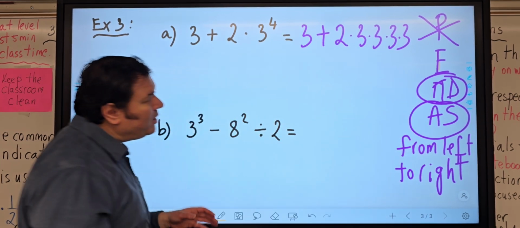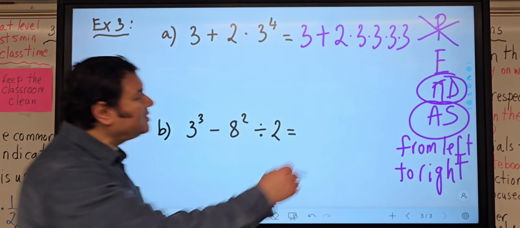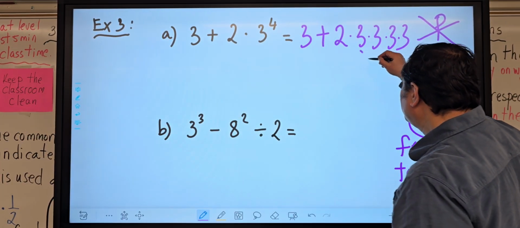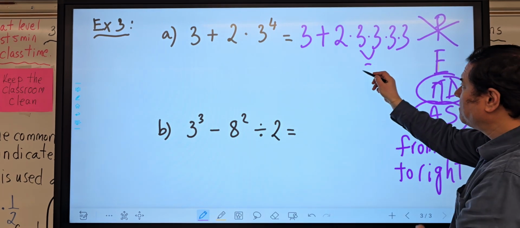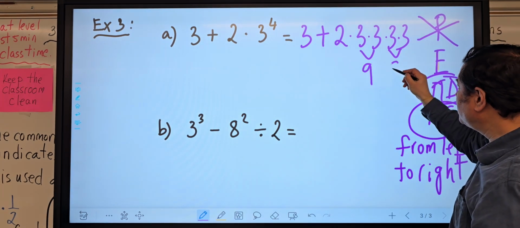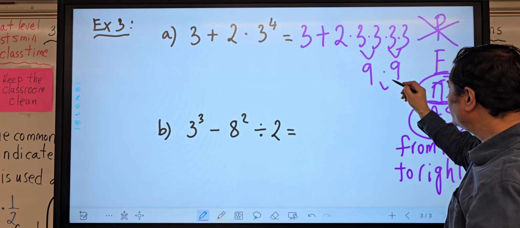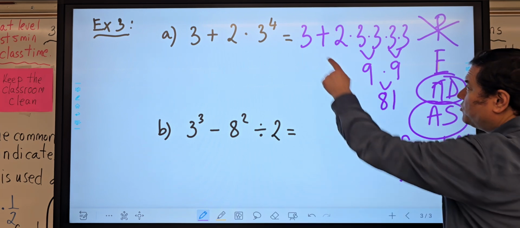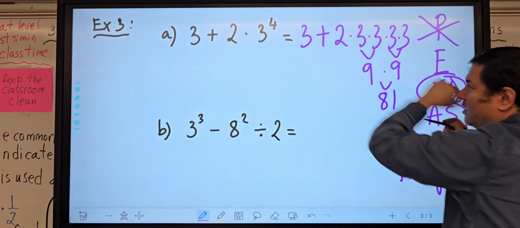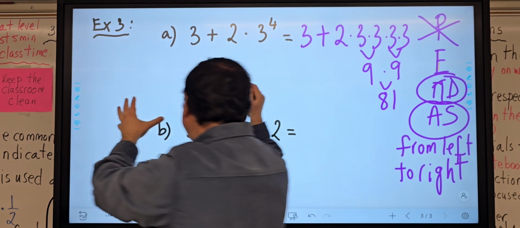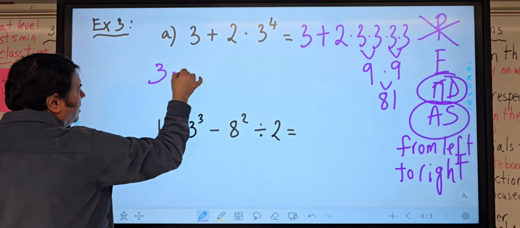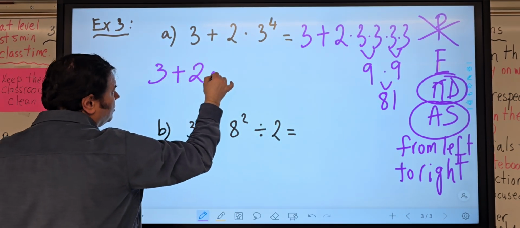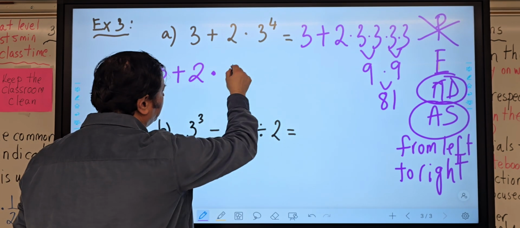And now again we are going to multiply those 3's. We do 2 at a time. 3 times 3 becomes 9. 3 times 3 becomes 9. And 9 times 9 becomes 81. So 3 to the 4th power becomes 81. So now from the beginning, we have 3 plus 2 times 81.